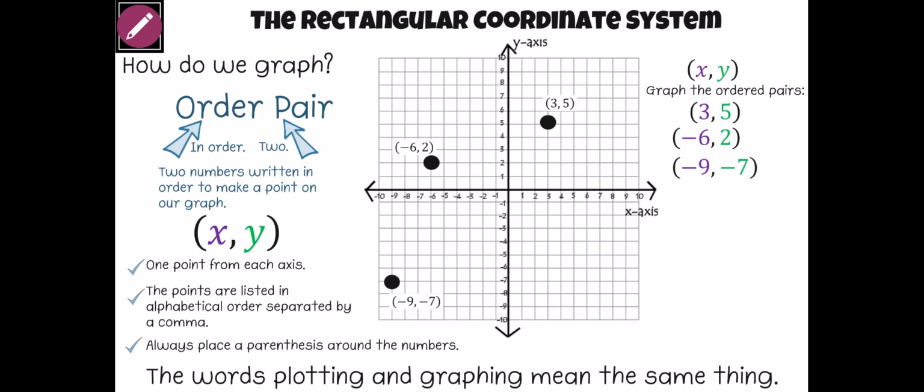Let's try one more. 8, -4. From the center, we go to 8 on the x and -4 on the y. And we put a dot. And then, of course, I labeled it 8, -4. Cool. And yeah, that's as hard as it gets when we're going to graph ordered pairs.